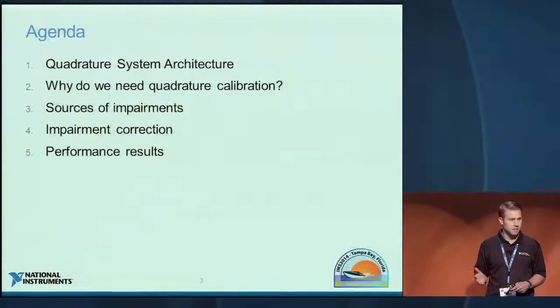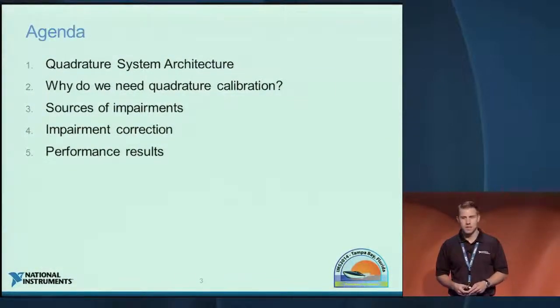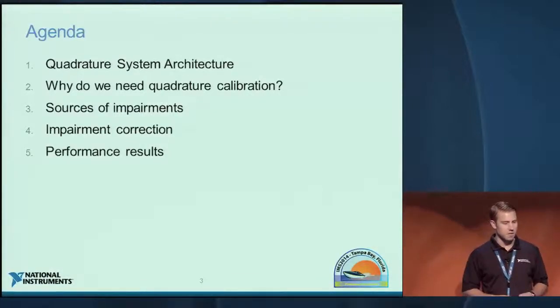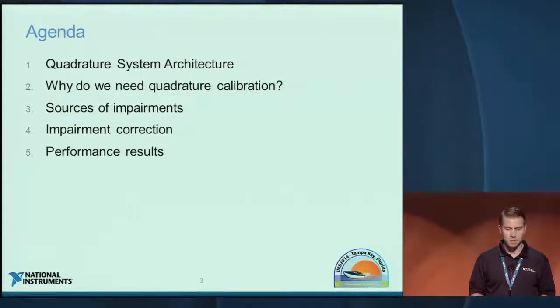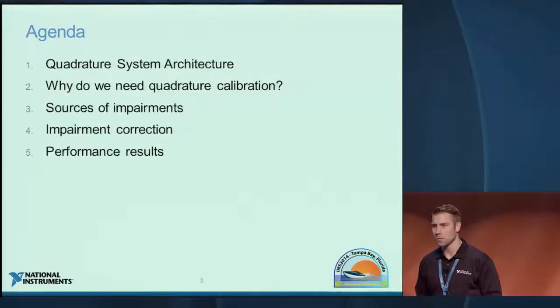And today I'm going to talk about impairment calibration in quadrature systems. So we're going to go over the quadrature system architecture, why we actually need calibration in these types of systems, sources of the impairments that we see as a result of this type of architecture, the actual impairment correction, and then take a look at some performance results.